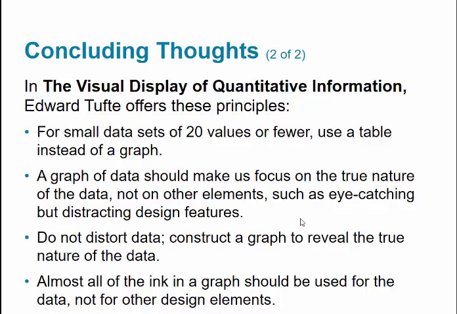For small data sets of 20 values or fewer, use a table instead of a graph. A graph of data should make us focus on the true nature of the data. So emphasize the data, not other elements, such as some funky colors or some 3D stuff. We don't want to do that. Don't distort the data. Construct the graph to reveal the true nature of the data. And almost all of the ink in a graph should be used for data, not for design elements. So if you're spending more time making your graph look pretty, then you might be distorting the data.